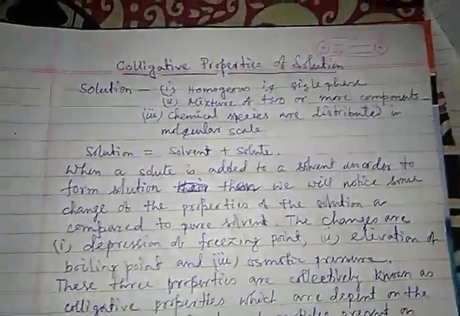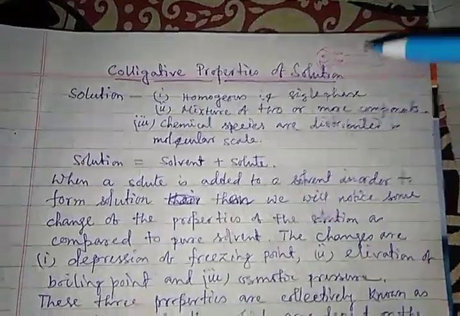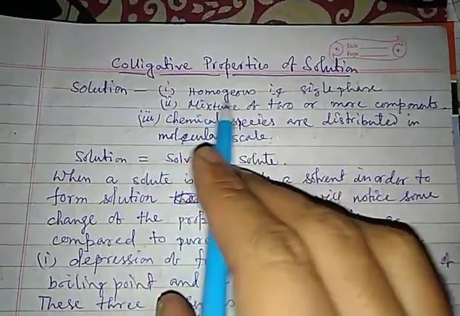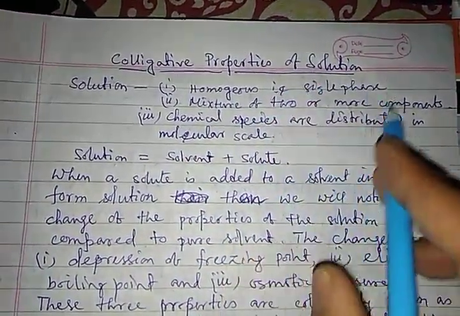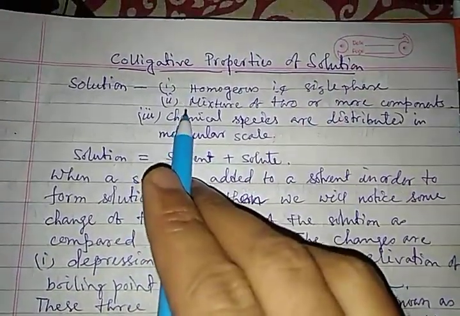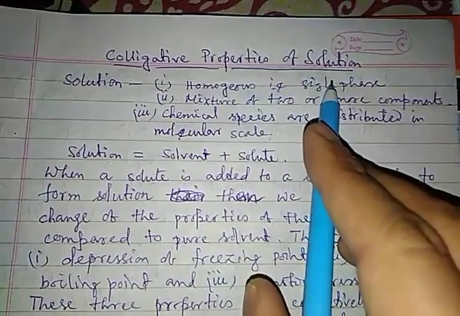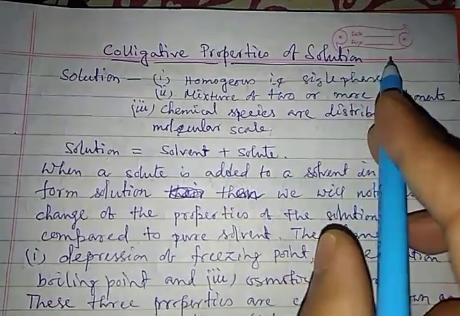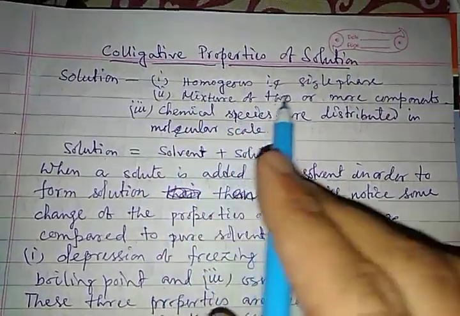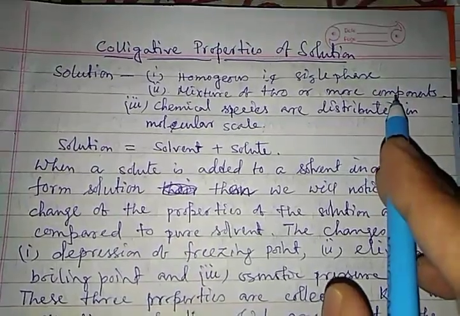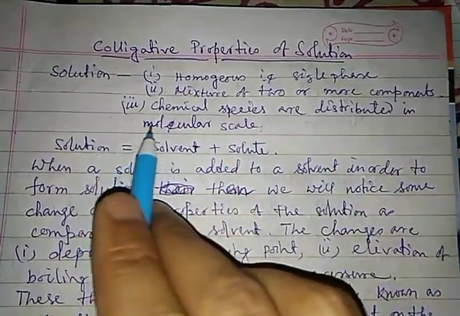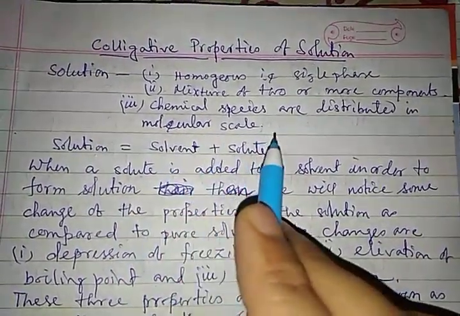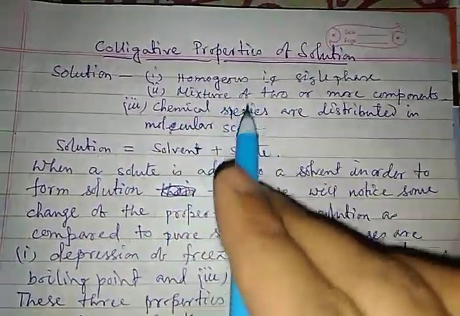The next topic is colligative properties of solution. When you are talking about a solution, that means you are talking about a homogeneous system which has a single phase, where we have the same chemical composition throughout the solution. Then it is a mixture of two or more components, that is two or more chemical species. Then the chemical species are distributed on a molecular scale. These are the essential criteria of a solution.